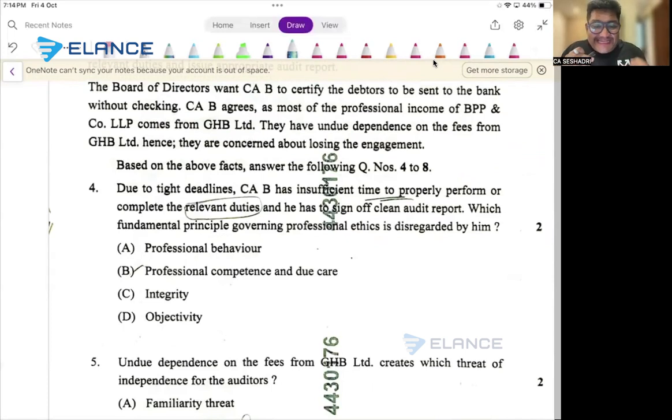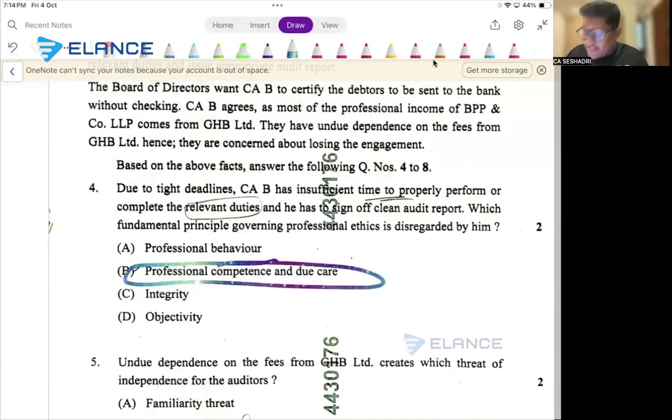Due to the tight deadline, the CA has insufficient time to do his duties. So he is not competent. He is not giving due care. He is working negligently. So this fundamental principle is affected. This fundamental principle is affected, as the answer.